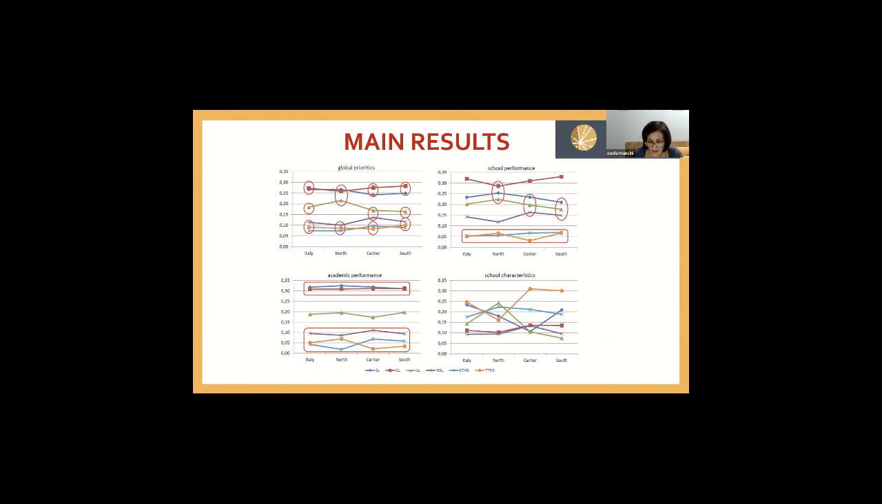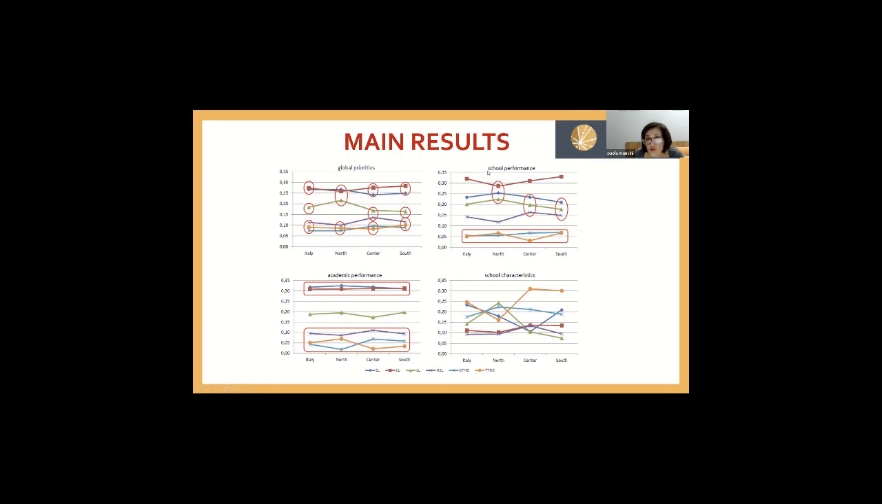Considering the global priorities by geographic area, north, center, and the south, you can see only two separate groups for the north, because the linguistic lyceum is closer to the classic and scientific one, and again three groups, but different with respect to Italy. And again, three groups for the center and the south.